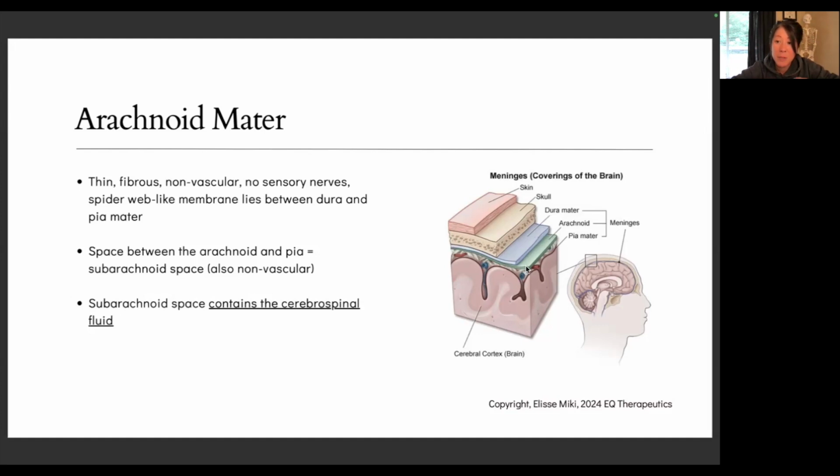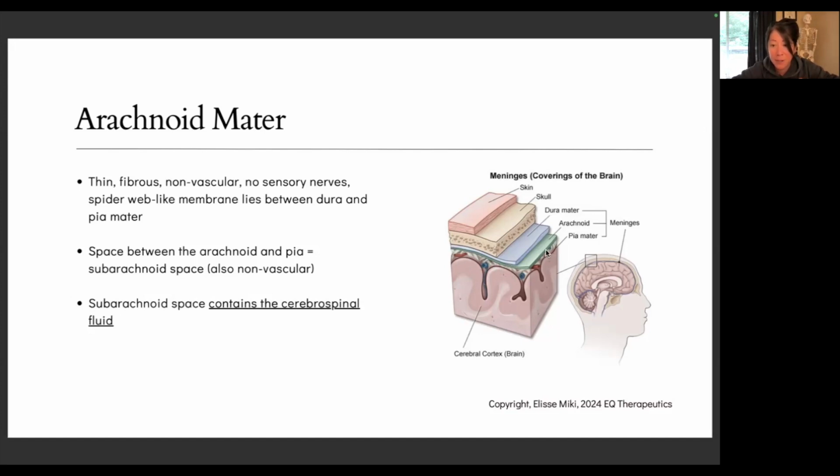Now, the space between the arachnoid mater and the pia mater is a very important space. So this area here, this is known as the subarachnoid space, and this is where all of our cerebrospinal fluid is circulating. So it's containing all of the CSF.